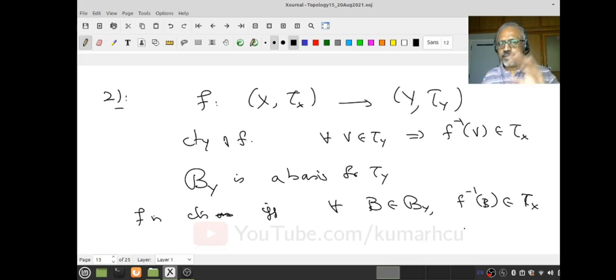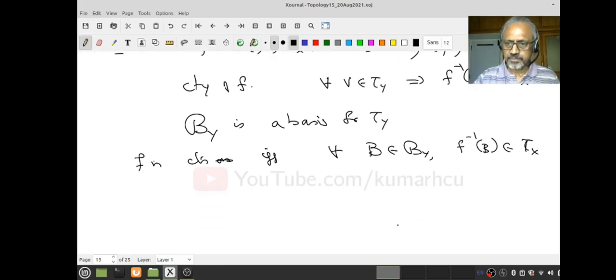Notice that I am not talking about a basis for the domain topology tau x. I am looking at only a basis for the codomain topology tau y. Do you understand this? Okay, one way is clear. What is it? If f is continuous, then you give me any B in script B y, it's an open set. Therefore f inverse of B must be open in X. Therefore, this is okay.